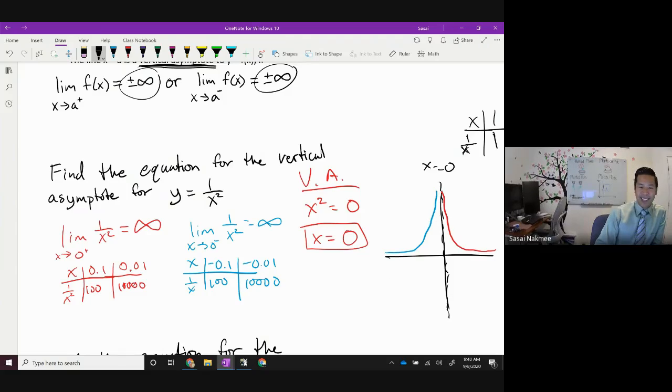How you guys doing? I know it feels like it's a lot, right? But take it slowly. Just understand, this is stuff that we've dealt with in the past. A vertical asymptote is nothing new, right? But now we're looking at it as the limit, as we approach it from the left side or the right side. Okay.